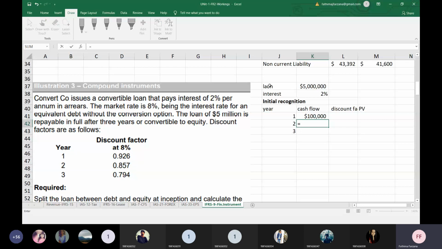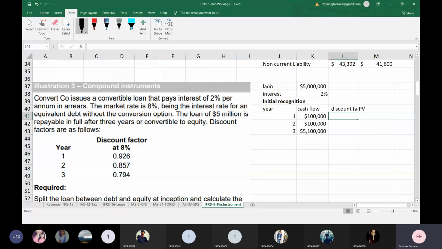Second year, how much will you pay? 100,000. Same. 5 million into 2%. Okay. Third year, what will you pay? 100,000 plus 5 million. Exactly. So it is equal to this amount into 2%. Right? 5 million, and 100,000 you have to pay.